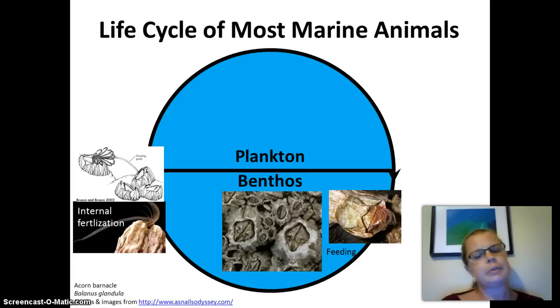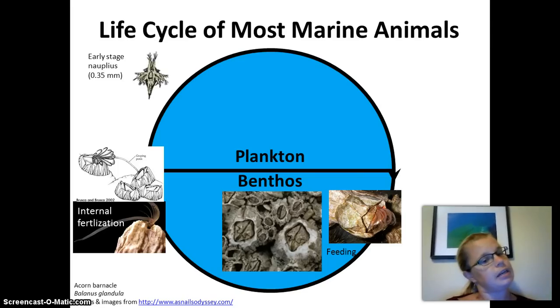Okay, so one of the interesting things about these barnacles is the way they reproduce. They actually do internal fertilization. So they have this penis that's 6 times the size of their body. That penis reaches over to the nearest barnacle and does internal fertilization. And then the barnacle that has the fertilized eggs releases larvae out into the water column.